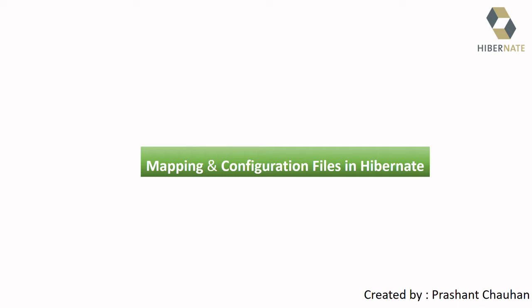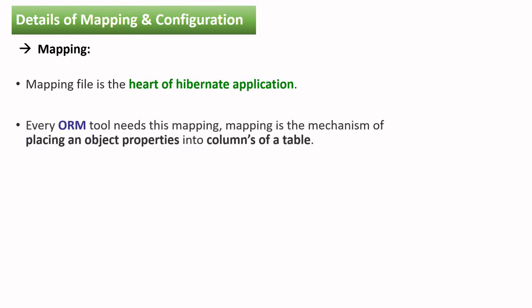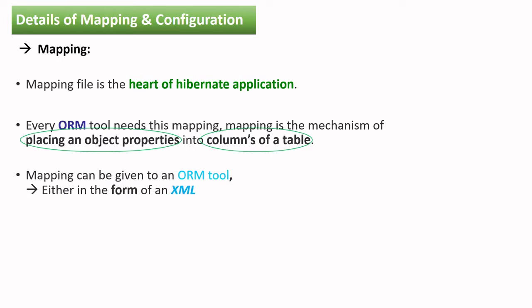In this series, we will understand what mapping and configuration files are in Hibernate. First, let's start with mapping. The mapping file is the heart of a Hibernate application, and every ORM tool needs this mapping. Mapping is the mechanism of placing an object property into a column of a table. Mapping can be given to an ORM tool either in the form of XML or in the form of annotations.